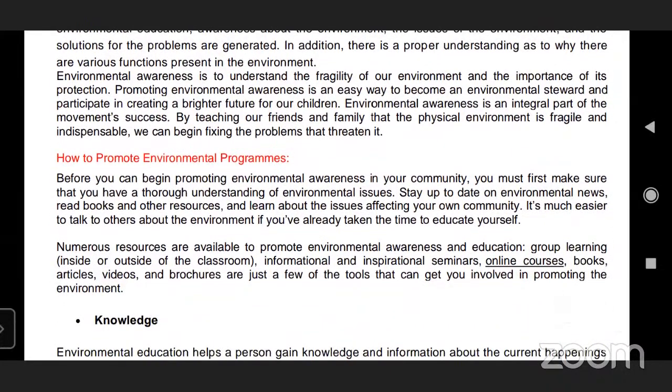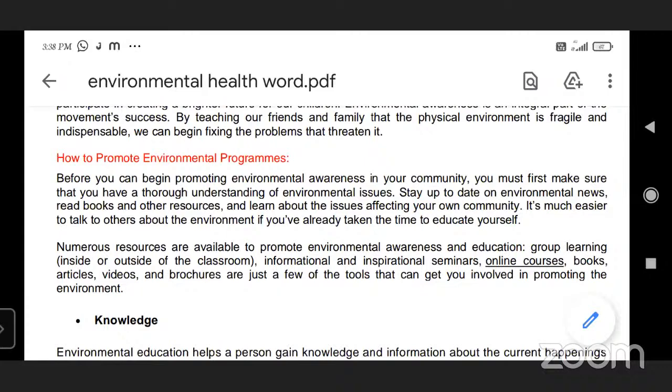Make sure you have a thorough understanding of environmental issues, and stay up to date on environmental news. You should always be updated on what is going on in environmental matters. Is there any news? Is there any updated news about the environment?